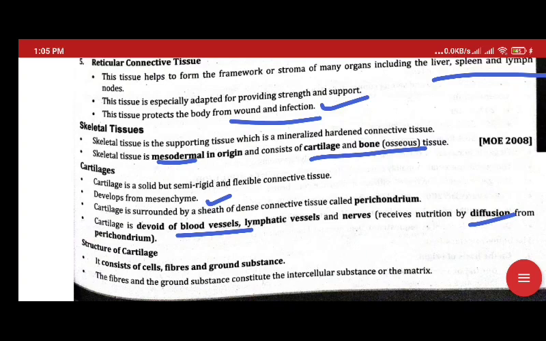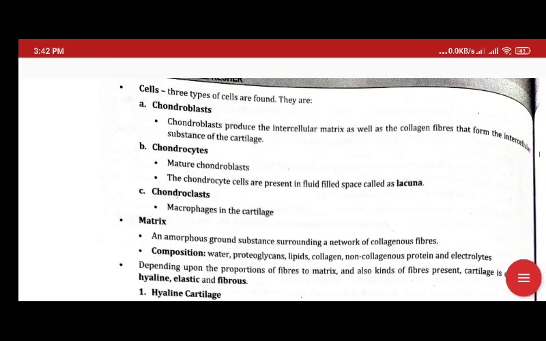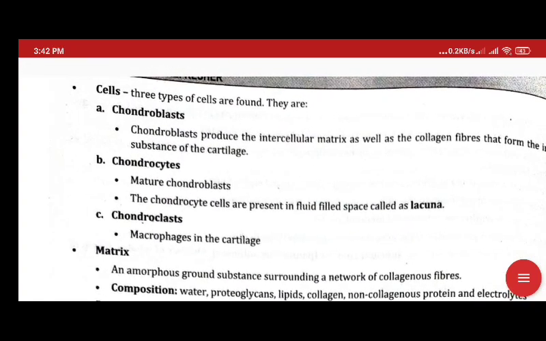Now also ground substance and fiber, this we all studied. And the intercellular matrix is called matrix. Matrix means the cell includes granules and protoplasm, that is called matrix. We have now cartilage. In cartilage we have the cartilage cell, that is chondroblast.